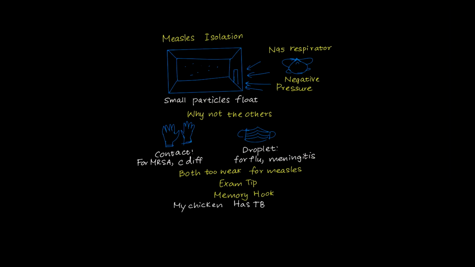Here's an exam tip for you. Measles equals airborne, N95, negative pressure. Memory hook: my chicken has TB. Measles, chickenpox, herpes zoster disseminated, tuberculosis all go airborne.